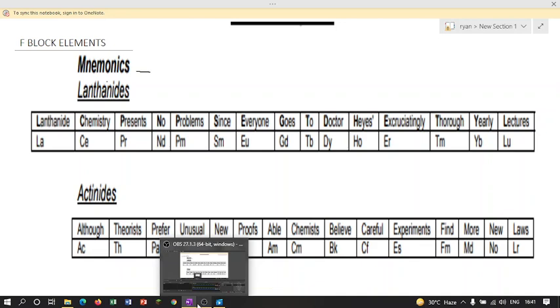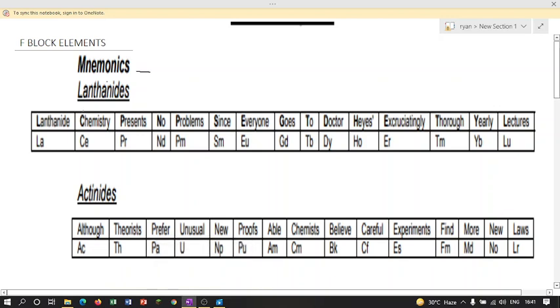I will tell you how to memorize the lanthanide and actinide series. You only need to remember one sentence. Through mnemonics, we can discuss the lanthanide series. First you should know what mnemonics are. Mnemonics are memory tricks. They can help you to remember long strings of information, often in a particular order.